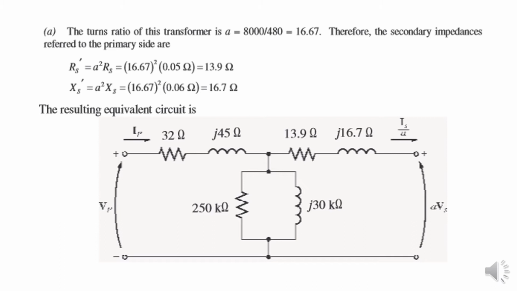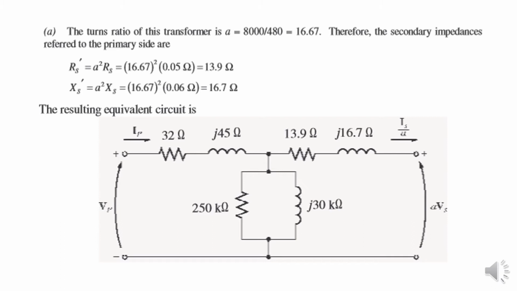32 ohms is the value of RP, J45 is the JXP value, then 250 kilo ohms is the RC value, J30 kilo ohms is the XM value, right? So 13.9 ohms. If you can remember, when we are taking the components from the secondary side to the primary side, they should be multiplied by A squared. So A is 16.67, squared, into RS, which is 0.05 ohms. We are getting this 13.9 ohms.